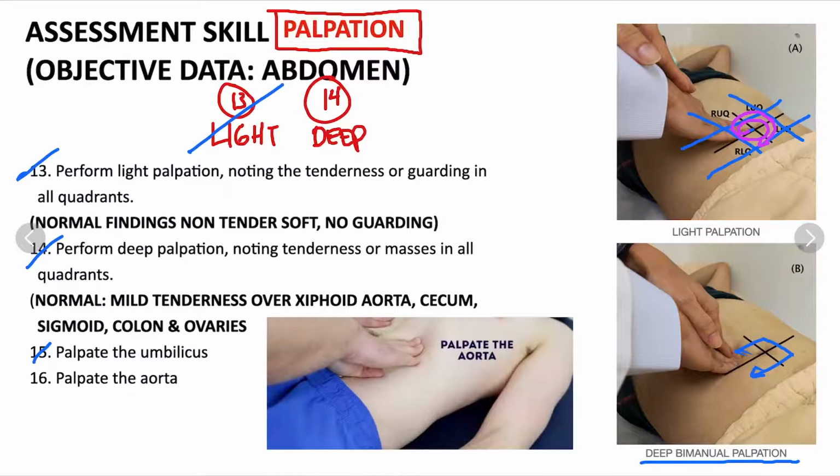The next one would be palpating the aorta. So how would we palpate the aorta? There are 2 methods in palpating it. You could do 2-hand palpation of it, trying to locate it, but let me give you a warning or advice.